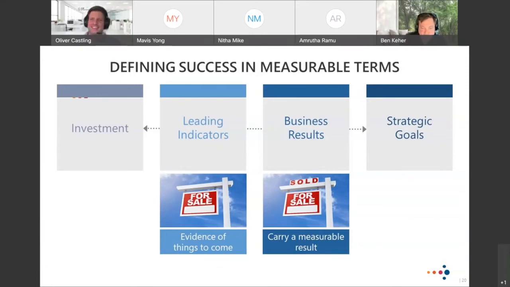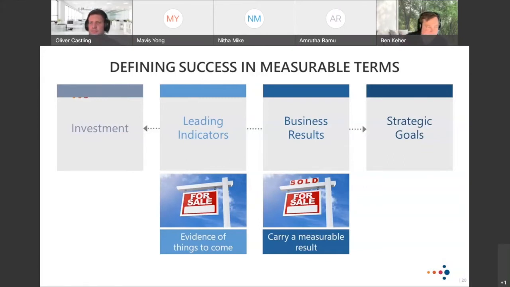So think of business results as the measurable, often financial, result of something, and then the leading indicators that are evidence of the things to come. So let's talk about that. Let's say you're selling a house, right? You want to sell a house for $1 million. That's your goal, right? What are some of the indicators a real estate agent might have that they are moving in the right direction to achieving their result of selling a house for the right value?